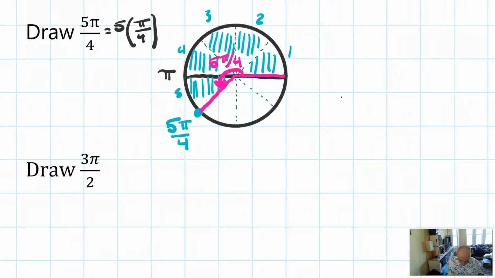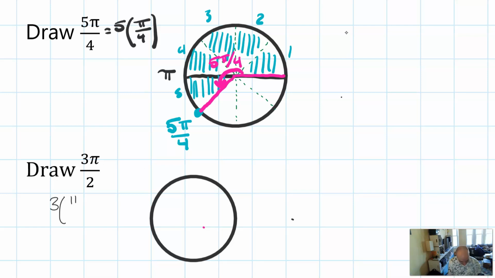Same with 3 pi over 2. I chose 3 pi over 2 because that's sort of a famous radian angle, or a very important radian angle. They're all important. This one's extra important. So here, I want to think about this as 3 times the base unit of pi over 2. So pi over 2 would be a half circle, which is pi, and then divided into 2. So this is our pi over 2.